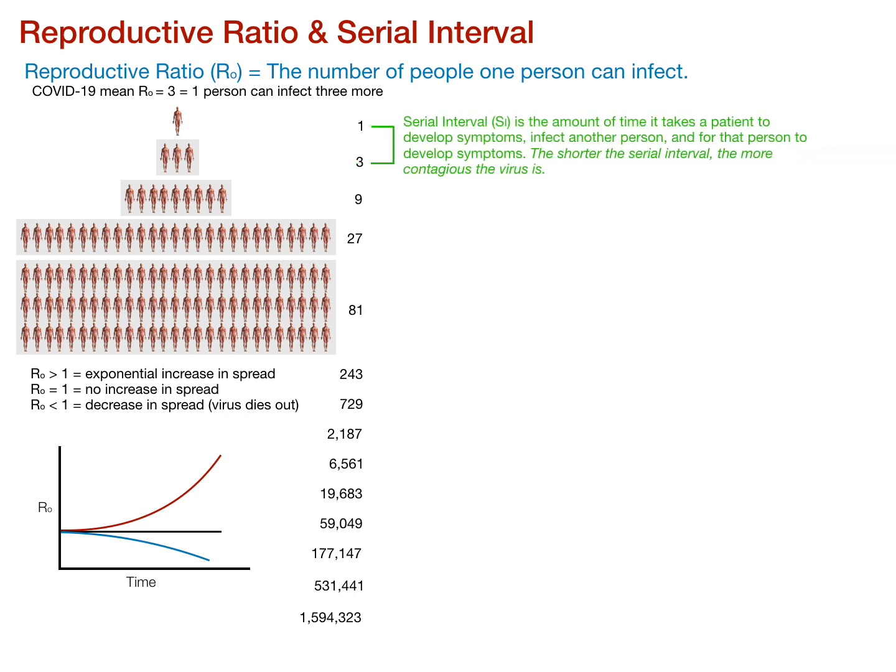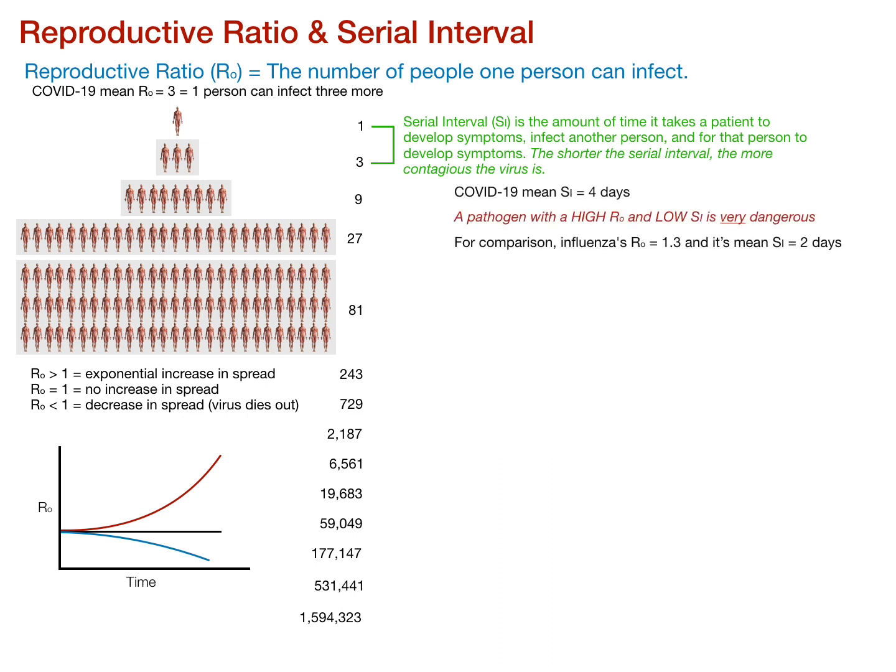Now the serial interval is the time frame. It's the amount of time it takes one patient to develop symptoms, infect another person, and for that person to develop symptoms. The shorter the serial interval, the more contagious the virus is. The mean serial interval for COVID-19 is 4 days.